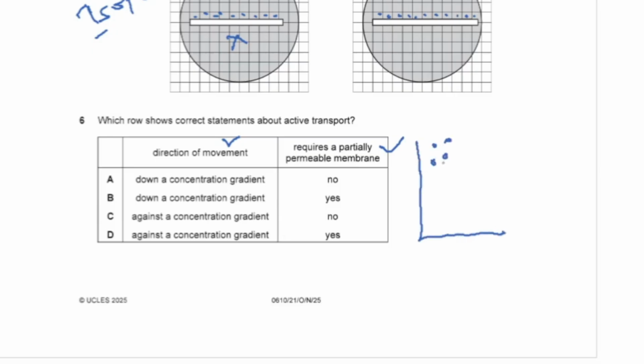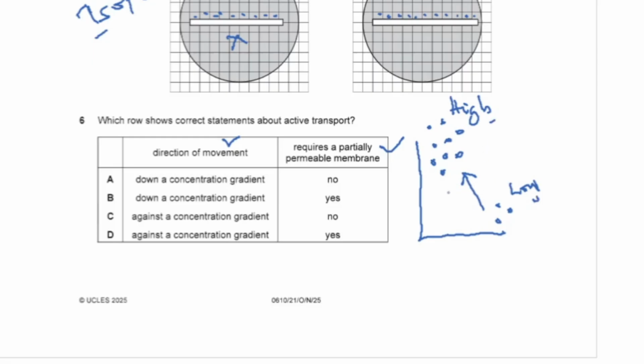Let me do this little illustration. So I have these little dots around here. I have several of them here, and I have just 2 or 3 of them here. When substances move from where they are in low concentration, they are low here, to where they are in high concentration, they need energy from respiration. These movements from the region of low to the region of high are called active transport. So substances are moving against concentration gradients.